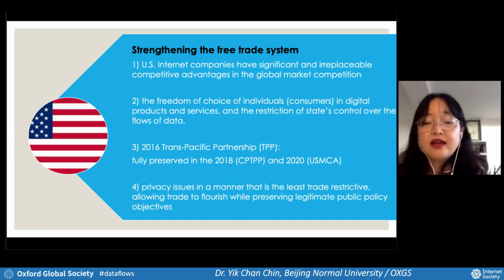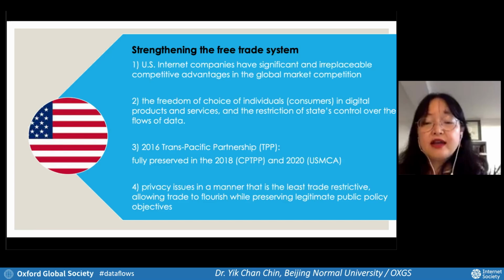I will skip this part because it's quick. If you look at the American style of free trade agreements, they put more emphasis on individual and consumers' rights in digital products, and have a very restrictive role for governments to control the flow of data. The TPP was the first to impose a binding provision on the free flow of information, making it a binding norm.